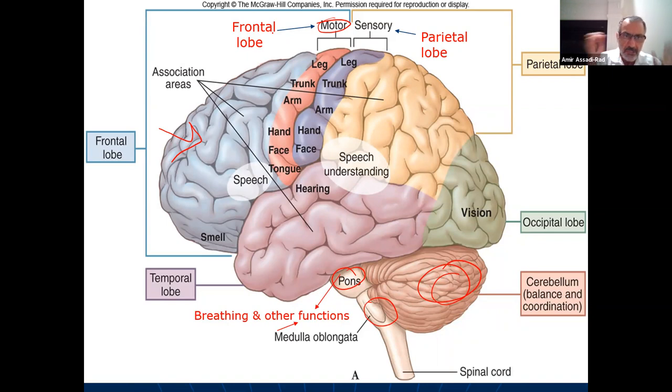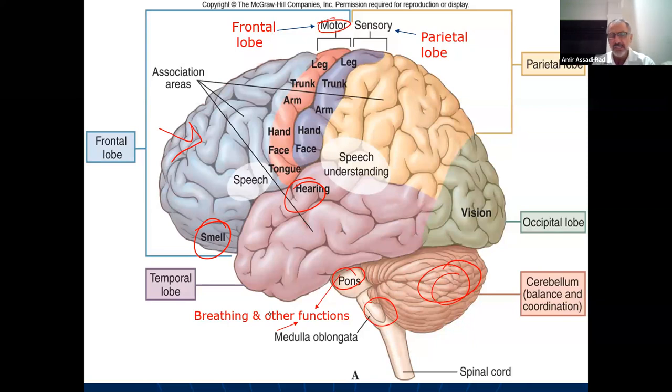Your temporal lobe is for hearing, of course. Your frontal lobe is also responsible for your smell, plus your motor. Hearing is your temporal right here. Frontal is right here for a sense of smell. And then your pons is for breathing and other functions. So breathing is important. And the medulla oblongata, did I mention that?